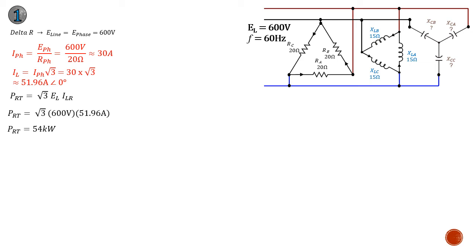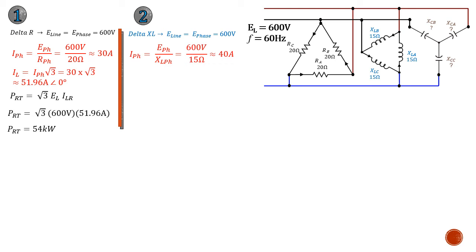Our next step is to solve for our inductive network. So that's step 2. Again, it's a delta connected inductive load. And again, it's a delta, so our phase voltage is the same as our 600 volt line voltage, which allows us to calculate the phase current in the delta, which works out to be 40 amps per phase for the inductive connected load.